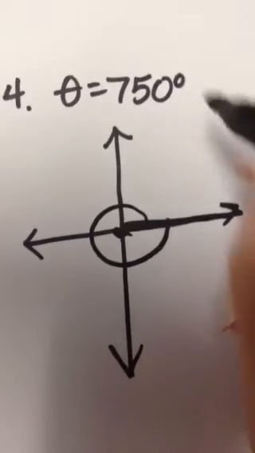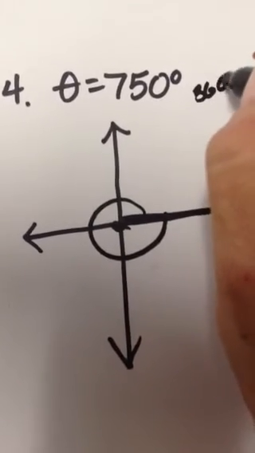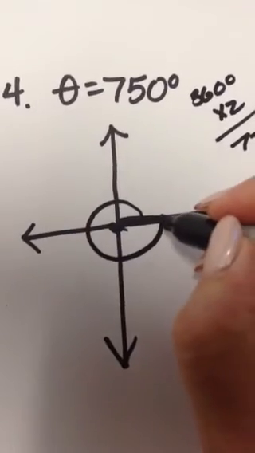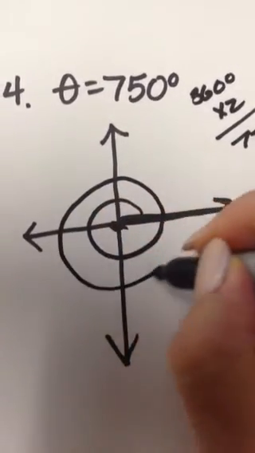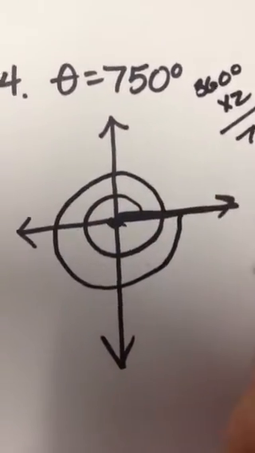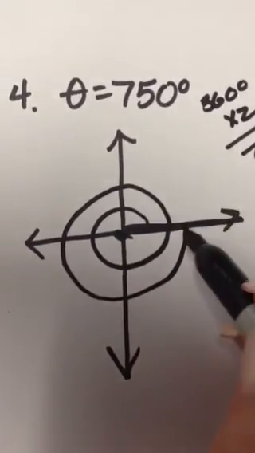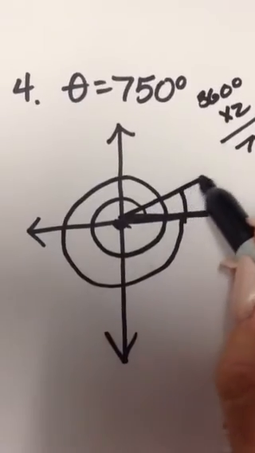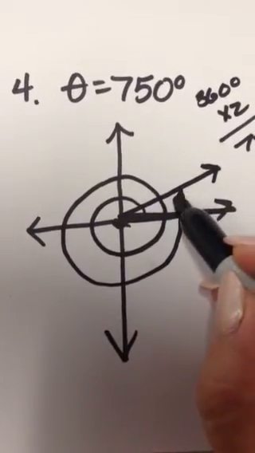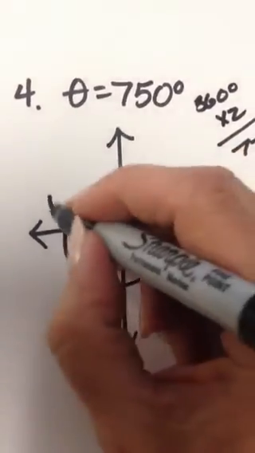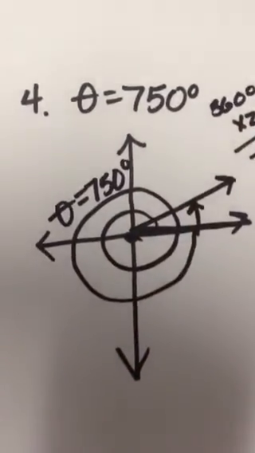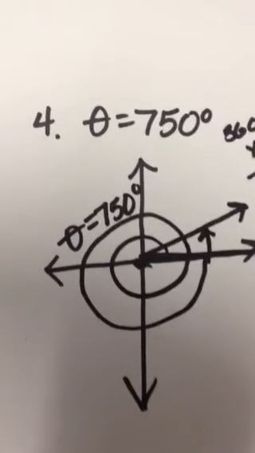Well, if you think about your arithmetic, 360 degrees times 2 is 720. So I have to make another full rotation here. I still have 30 degrees left to go. So just estimate it to the best of your ability. Draw your terminal side. Go ahead and put that arrow there. And this is theta equals 750 degrees. That's just how easy it is.